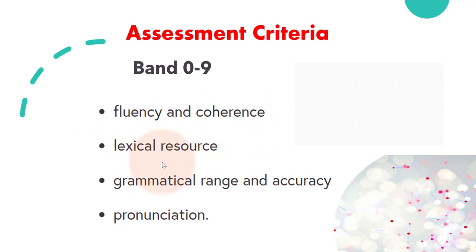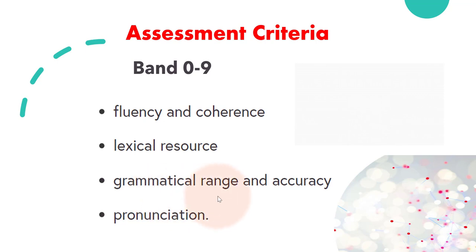Now this is basically vocabulary. If you use more advanced, less common vocabulary, your score goes higher. And then there's the next part, which is grammatical range and accuracy. So if you use a range of grammatical structures, your grade will be higher.